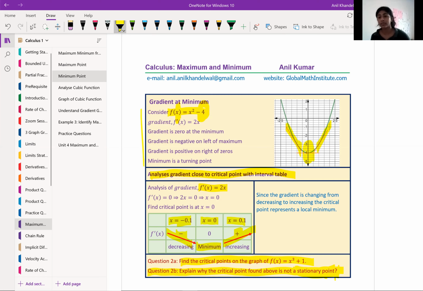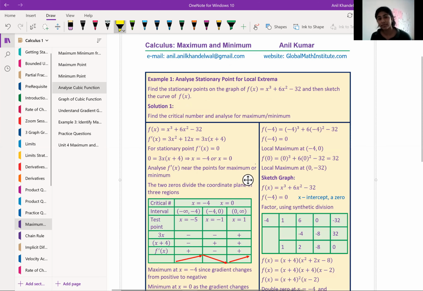Now, let's move on further and take the next example, which is a cubic function. Example number 1. Analyze stationary points for local extrema. When I say local extrema, I mean local maximum or a local minimum, or at different points we could have different things. Find the stationary points on the graph of f of x equals x cubed plus 6x squared minus 32, and then sketch the curve of f of x. That's the question for you. It's a very lengthy question, and it's taken from previous test papers.